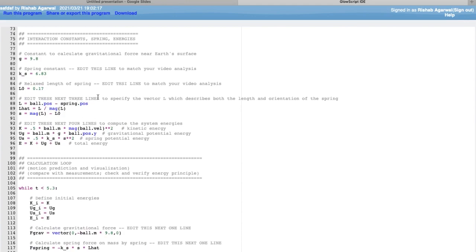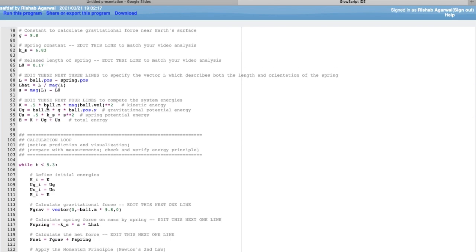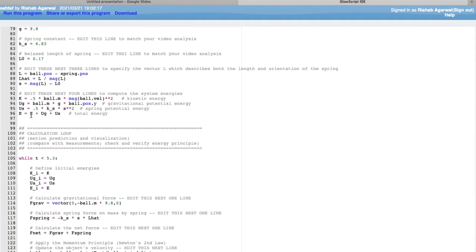And then, in order to specify the vector L, we used the ball's position minus the position of the spring. L hat, which gives us the direction, was L divided by the magnitude of L, and s, which gave us the compression or stretch of the spring, was the magnitude of L minus its initial length. Then, we solve for our different types of energy. Kinetic energy is given as 1/2 times the ball's mass times its velocity squared. Potential is given by mass times g times height, and spring energy can be given as 1/2 spring constant times s squared, where the total energy can be given as kinetic plus potential plus spring.